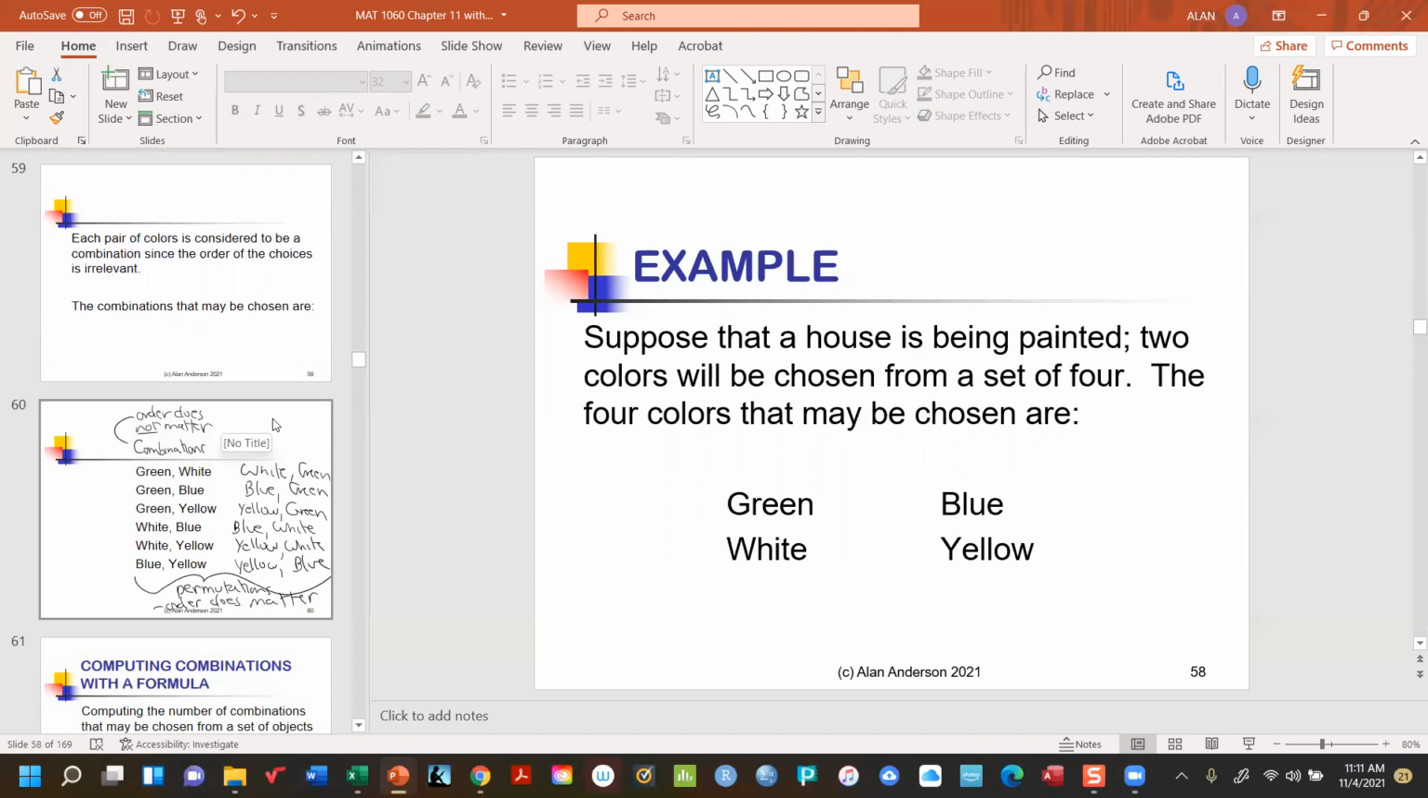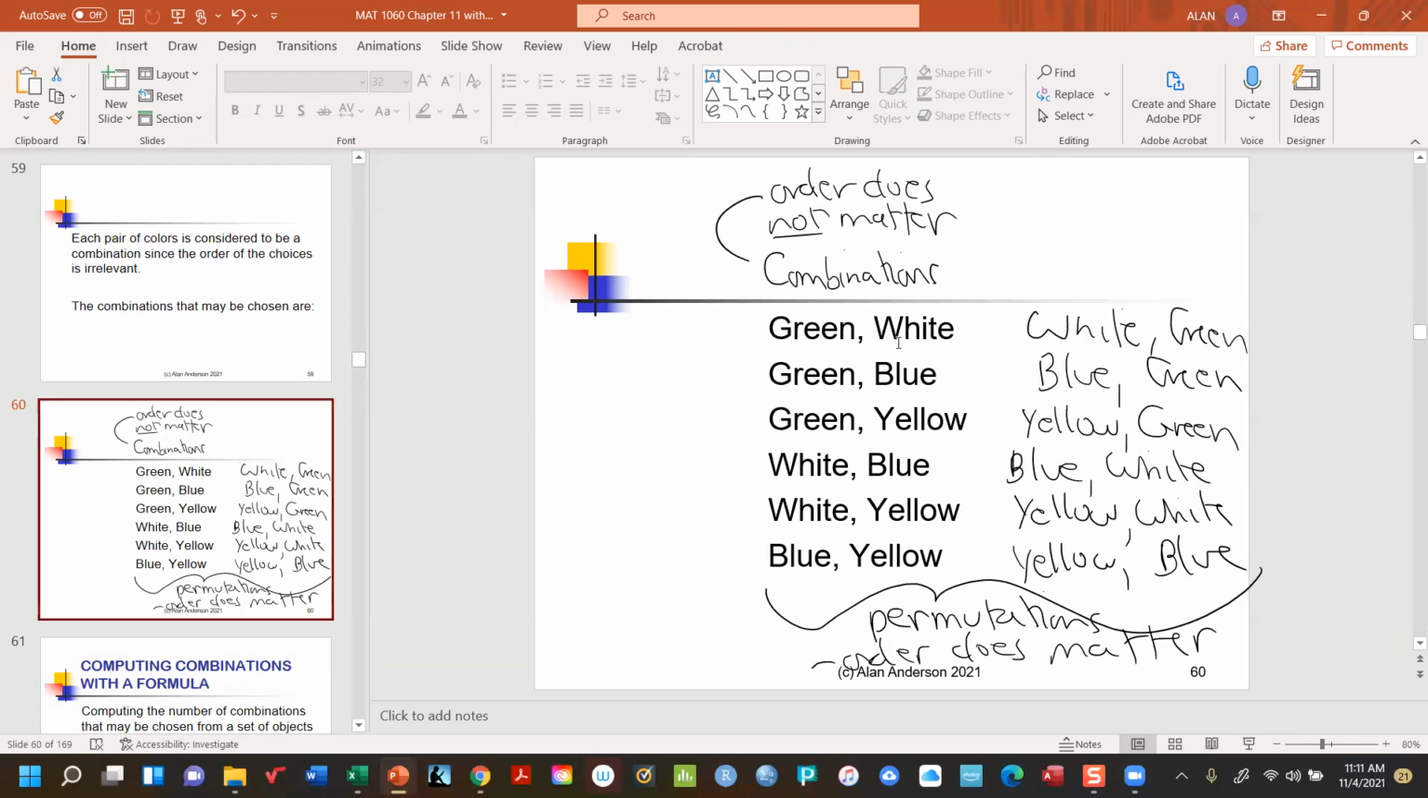Well, again, I'm going to list them. What I've done here in this slide is I've listed the colors that we can choose, and I've listed next to them the choices that actually mean the same thing. On the left, we have green and white, green and blue, green and yellow, white and blue, white and yellow, blue and yellow. On the right, you'll see these are not separate choices because the order doesn't matter. So in other words, green, white, white, green means the same thing here. Just like green, blue, blue, green.